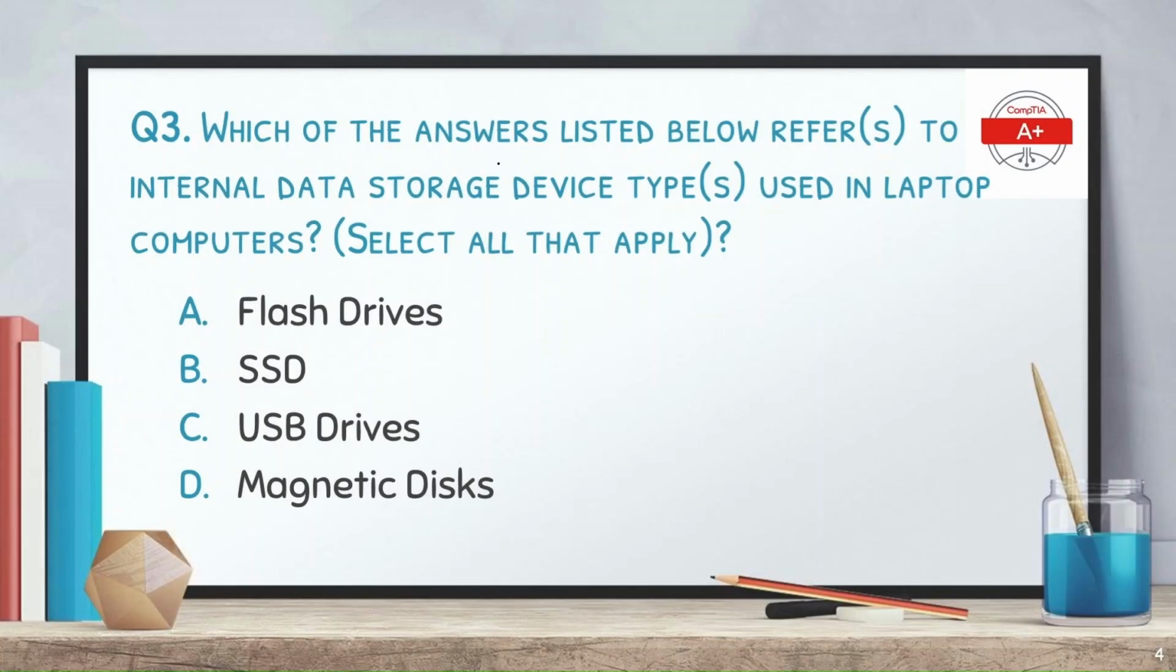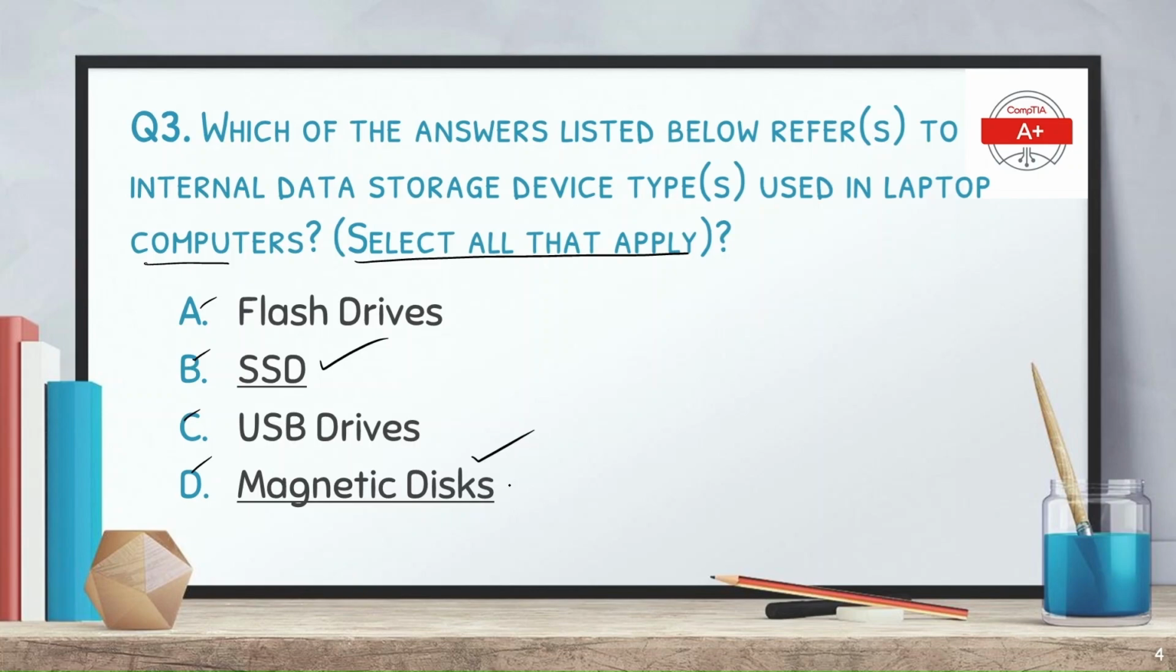Question number three is, which of the answers listed below refer to internal data storage device types used in laptop computers? We have to select all options that are correct, and the options are: A, flash drives; B, SSD; C, USB drives; and D, magnetic disks. And the correct options are the SSD and the magnetic disk.